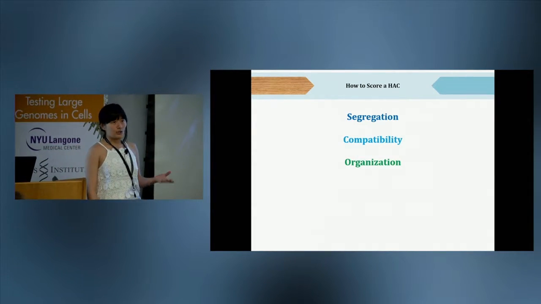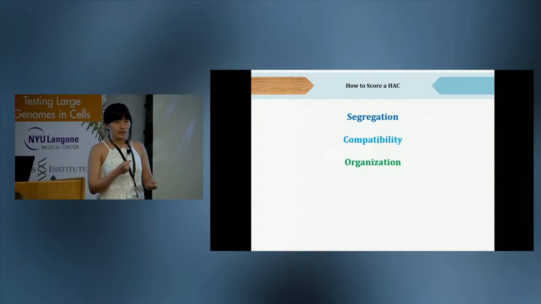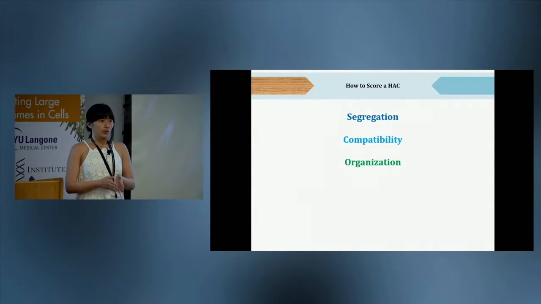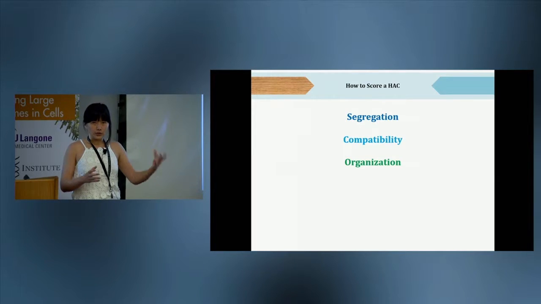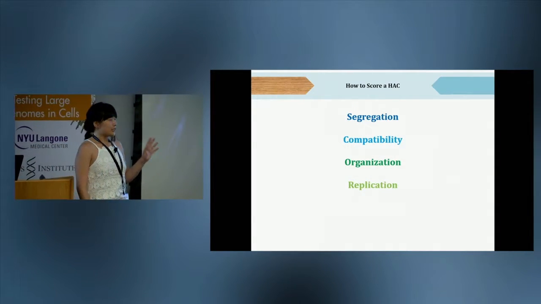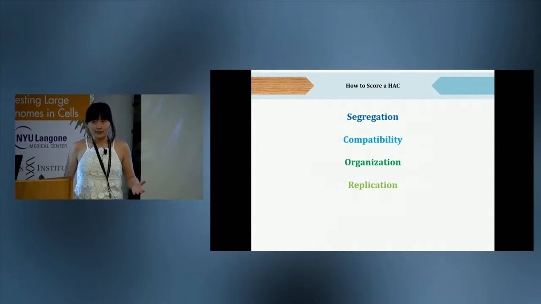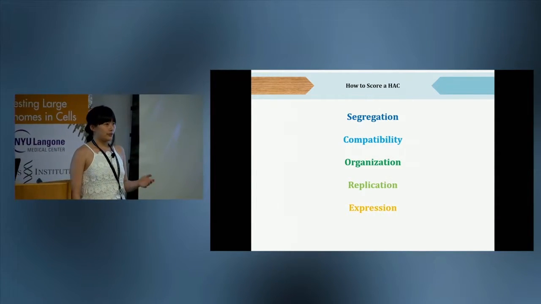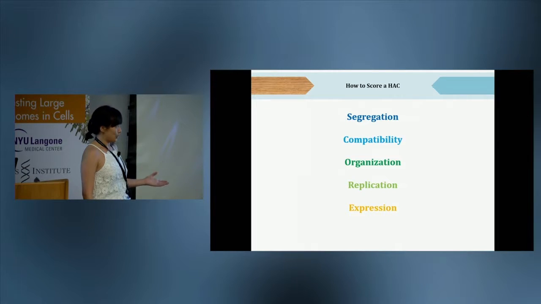The next thing is organization. So we don't want to just create a jumble of DNA that you throw in and you don't know what happens to it anymore. You want to know what exactly is in your hack and what it looks like while it's in the cell and if it gets passed on with integrity to the next few cells. It has to be replication competent. If it doesn't replicate, it's not useful. And expression is also super important. If you can't express your hack, it's not useful again.